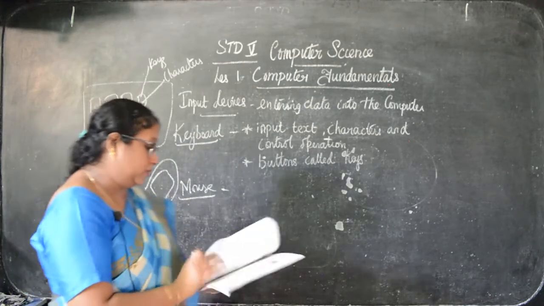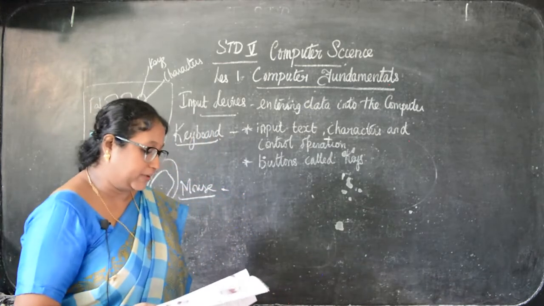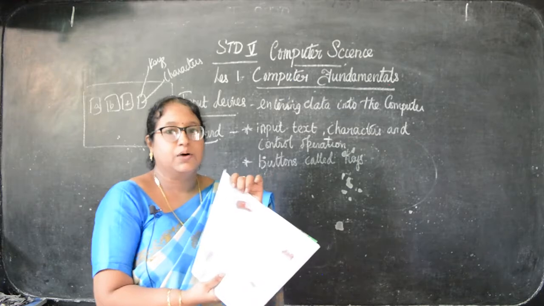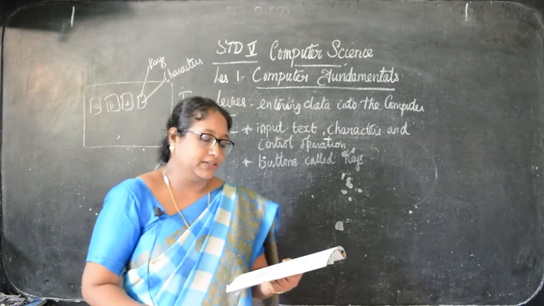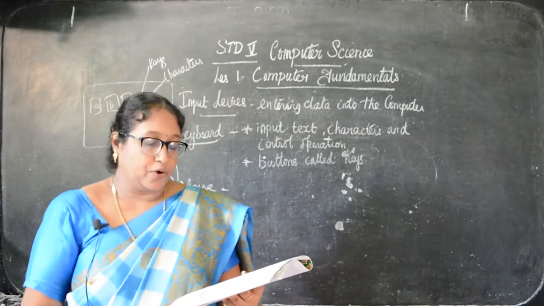Those who have the book, you can take page number 4 and see the picture there. There is a mouse. Okay. So a mouse is a pointing device used to control the pointer on the screen.